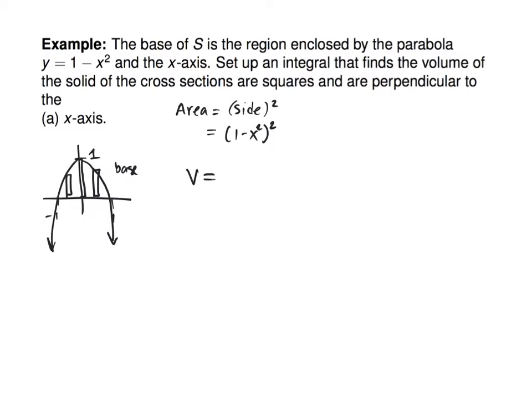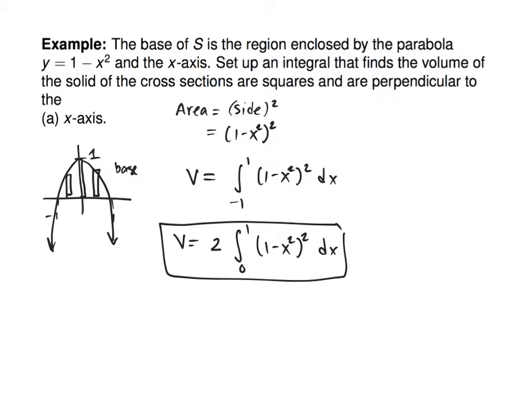So your volume, without using any symmetry trickery yet, is an integral from where to where? And of just that 1 minus x squared squared thing. There's no pi there because you're adding up areas of squares, not areas of circles. Could you use symmetry to make it easier? Yeah, you could say instead twice the integral from 0 to 1 of 1 minus x squared squared. If you're perpendicular to the x-axis, you're going to use x. It's kind of like rotations around the x-axis. You also use x's, right?